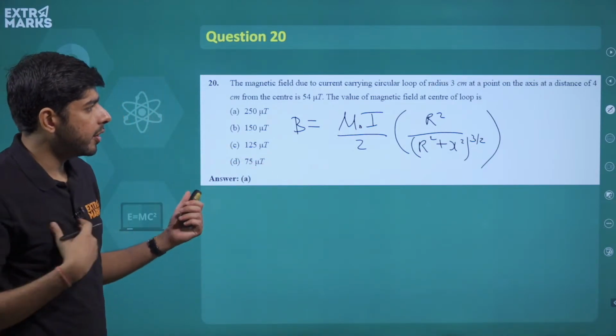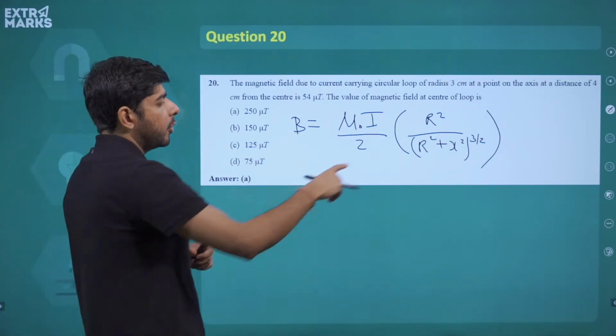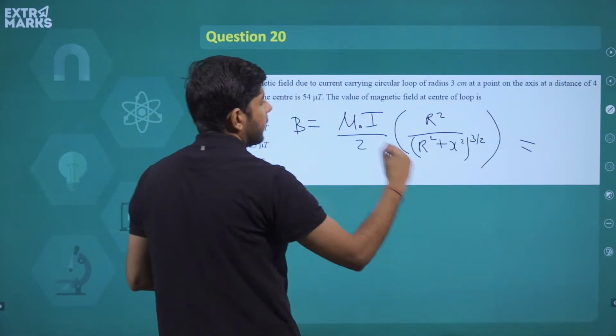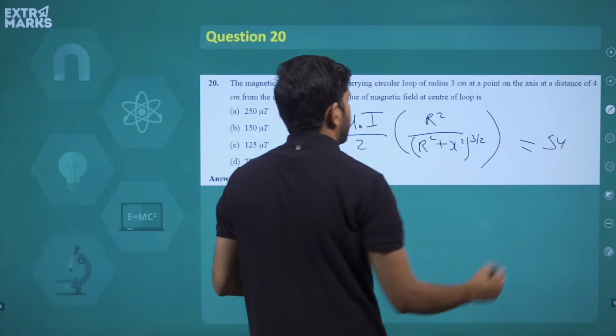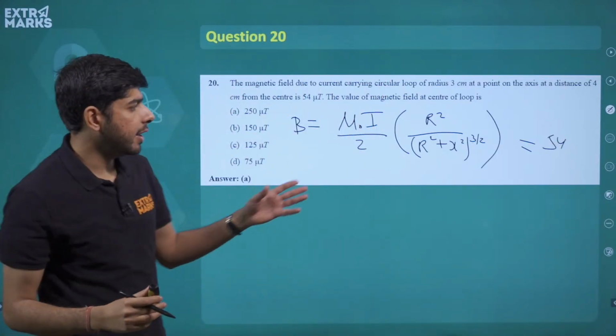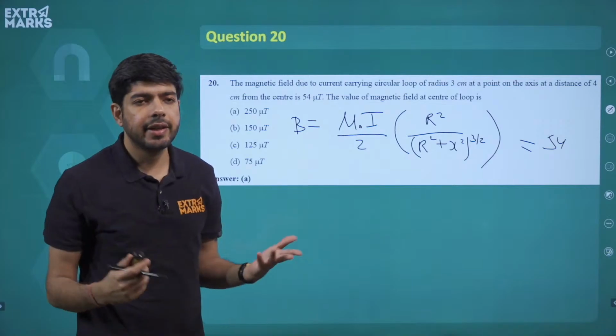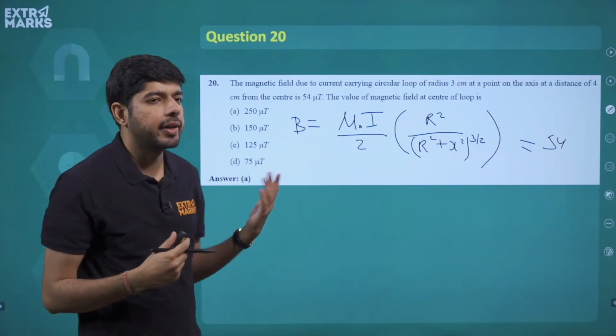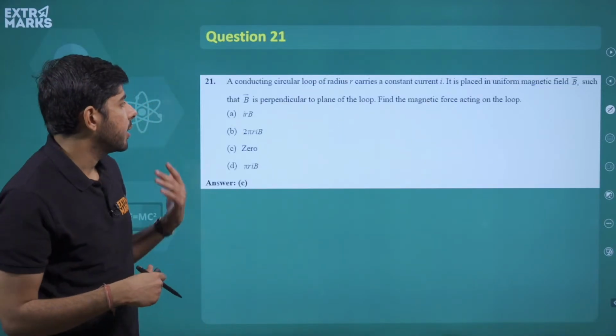So now everything is given. Put x equals 4, r equals 3, equated to what is given, 54. Okay, and then basically you will get this. And now in the second case, x is 0 because at the center x is 0. In the second case, we have to put x equals 0 and get the values. Pretty simple. All right. Next one.